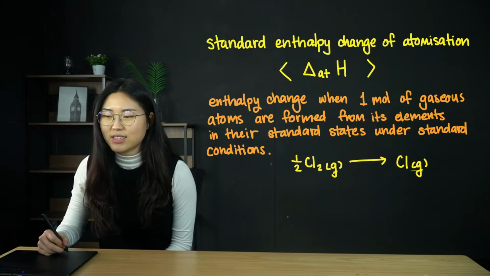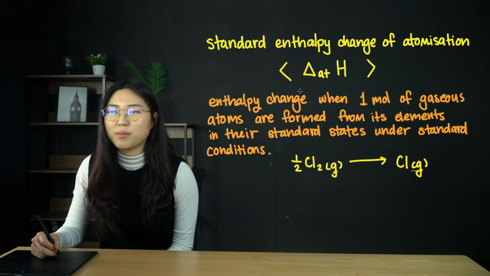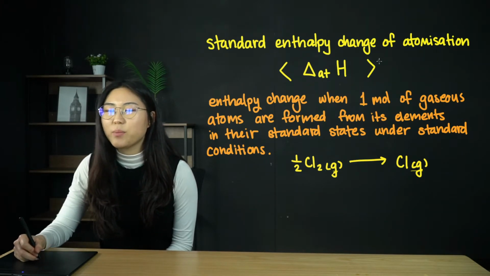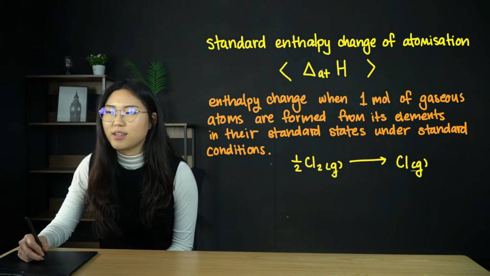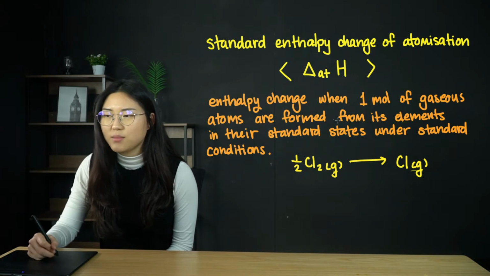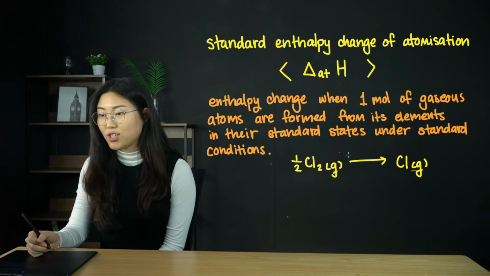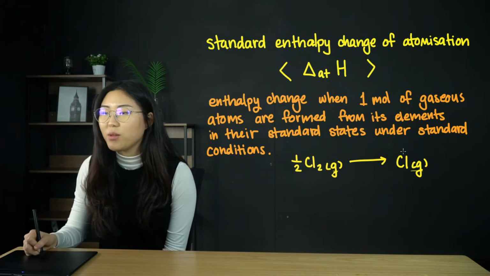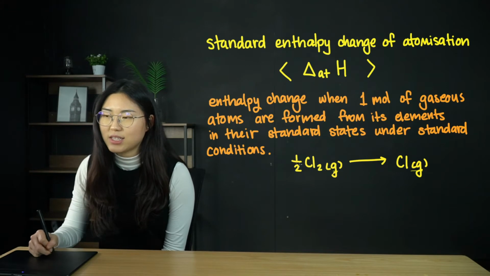Okay, so let's start. We're going to start off by giving the definitions for some of the concepts. We have standard enthalpy change of atomization, with the delta sign, the atomization, and then H for enthalpy. It is the enthalpy change when 1 mole of gaseous atoms is formed from its elements in their standard states under standard conditions. So we have 1 mole of gaseous chlorine atoms formed from the elements in their standard states, right?